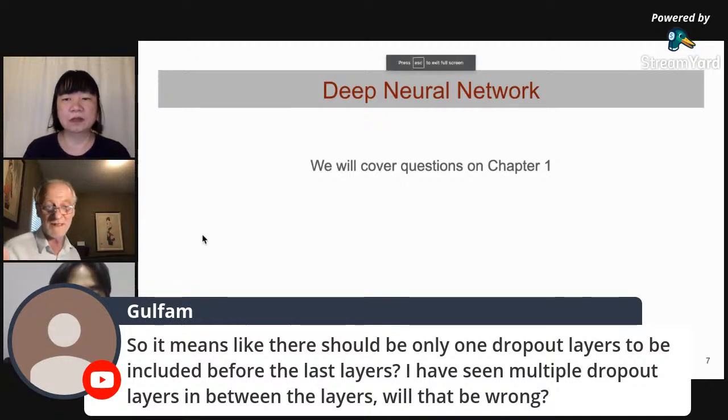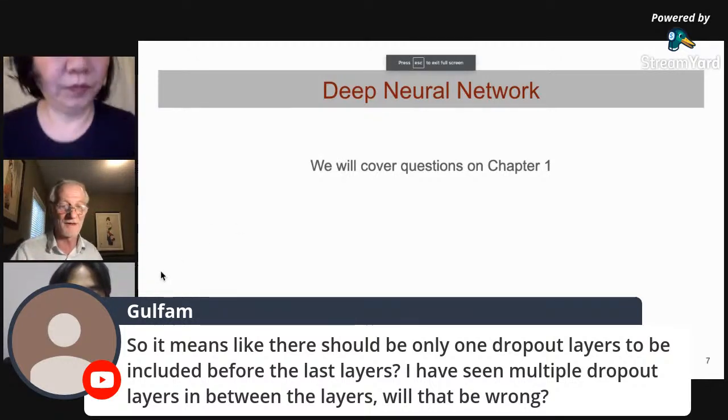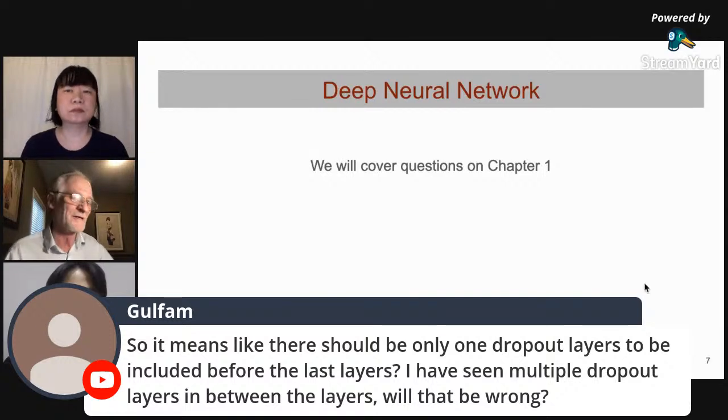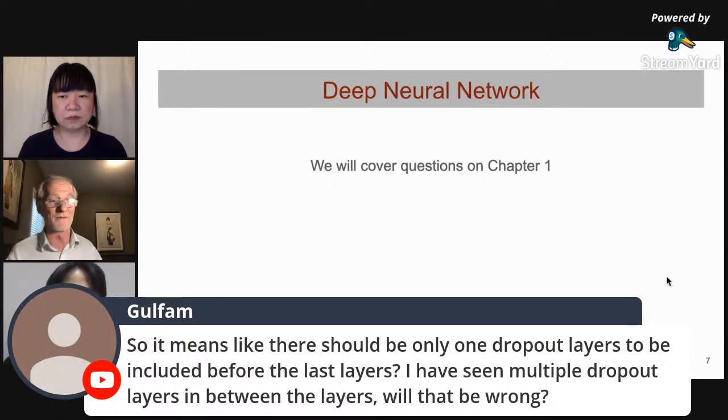But you do see some variants near the end there, like SqueezeNet, for example. Instead of using a dense layer, it uses a convolutional layer, and I believe it puts the dropout between the convolutional layer and the softmax activation function.